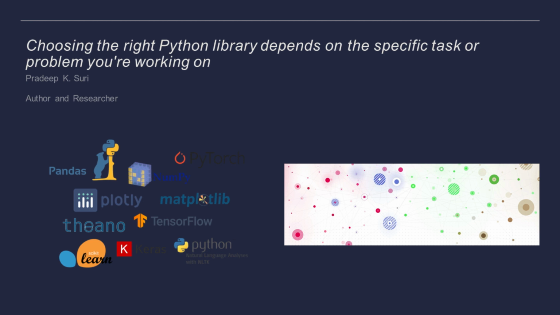6. Statsmodels. Use Statsmodels when you need to perform statistical modeling and hypothesis testing. It's designed for estimating and interpreting models for various statistical analyses.